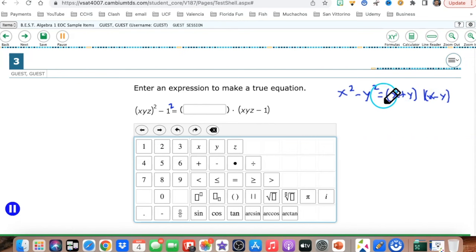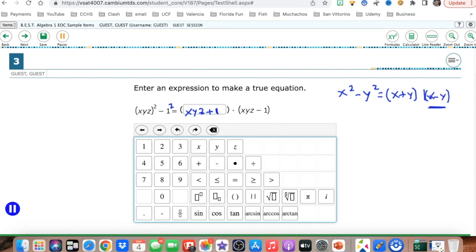And if you notice, I have x minus y already. I'm missing the x plus y. Again, this is the opposite of the difference of squares pattern. I have a difference of two squares. They're giving me the minus, so I need to put the plus. So here I have x, y, z plus 1, and that's what I'm missing. When you multiply these two, you'll get this.